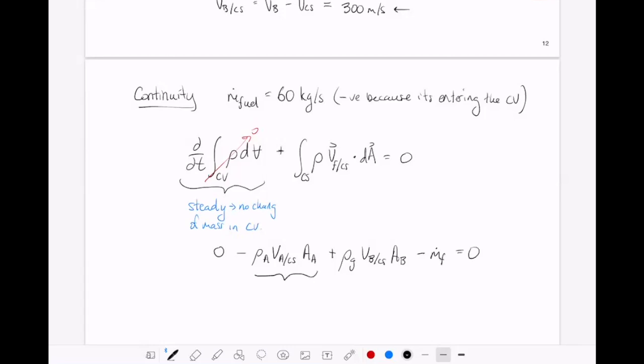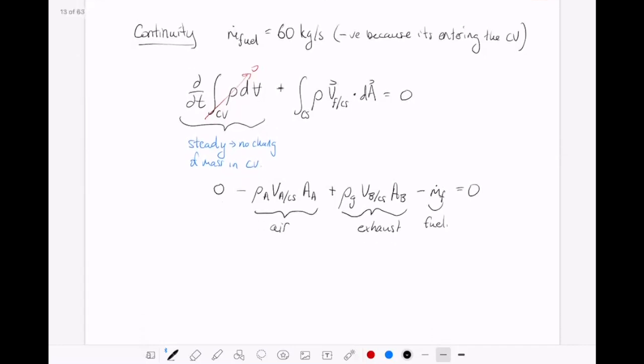So we have air, exhaust, and fuel. So we know the values for all these. So the density of air coming in is 1.2 kilograms per meter cubed. Our velocity of A with respect to the control surface is 80 meters per second. We already have the negative out front because it's entering the control volume, and the area is 0.2 meters squared.